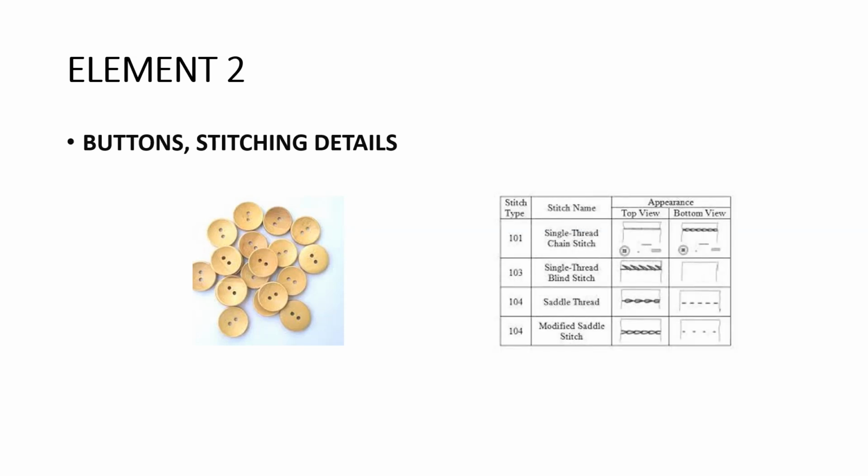It also talks about buttons and the stitching details. What type of buttons are used in the garment? Is it a metallic button or wooden button or polystyrene button? What is it made of? What color button should be used? Okay, where will it be fixed to the material? And this also talks about different types of stitching applied in the apparel. So those kinds of stitching have to be made. The buttons and stitching also become part and parcel of element 2.